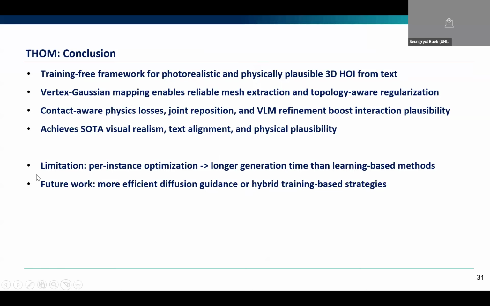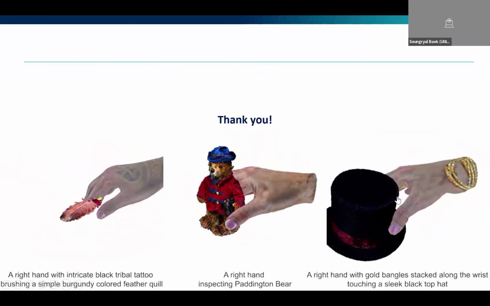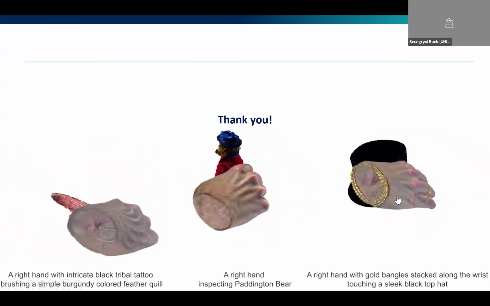But there are still several limitations in this work. The critical one is that it still relies on a per-sample optimization pipeline. It has a long generation time compared to learning-based methods. So either we can find efficient diffusion guidance to reduce the optimization loop, or we can make a large-scale dataset and train learning-based methods. So this is the end of the presentation. Thank you. If you have any questions, please let me know.